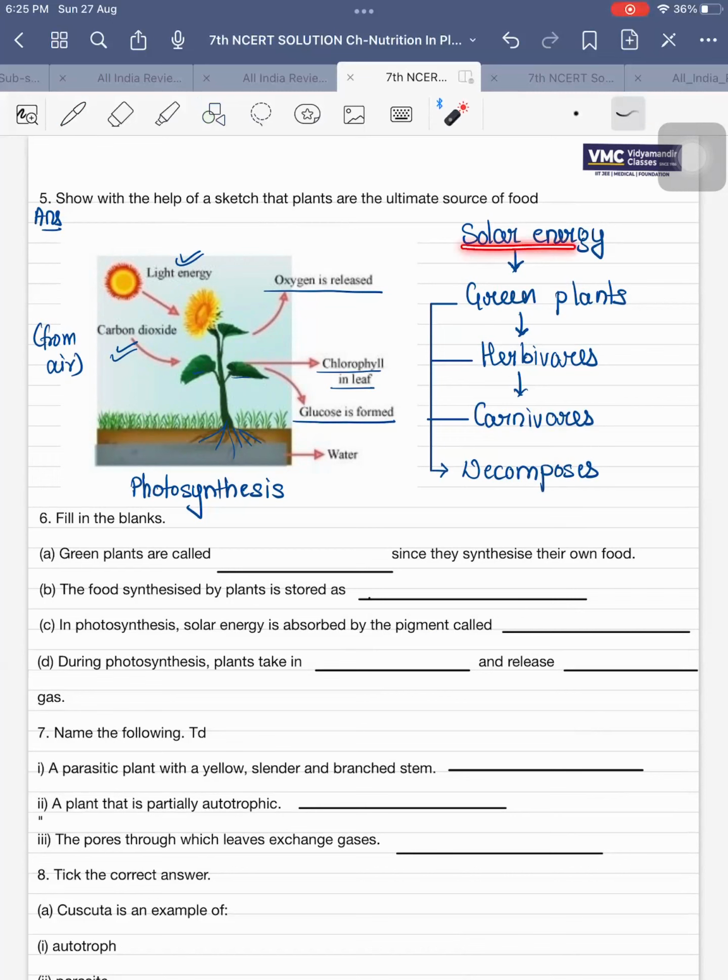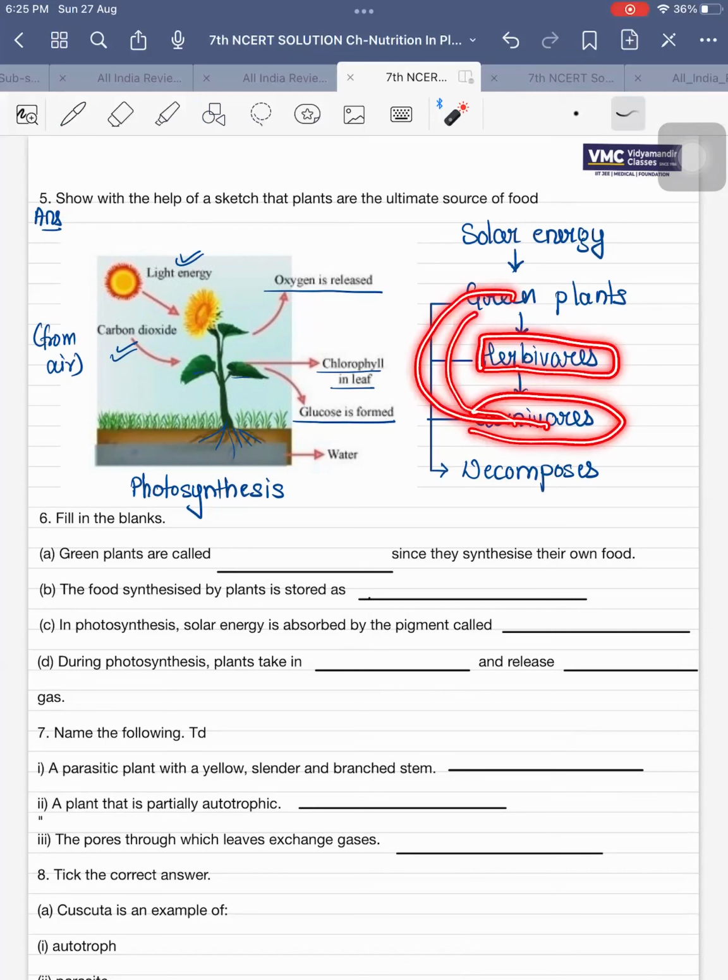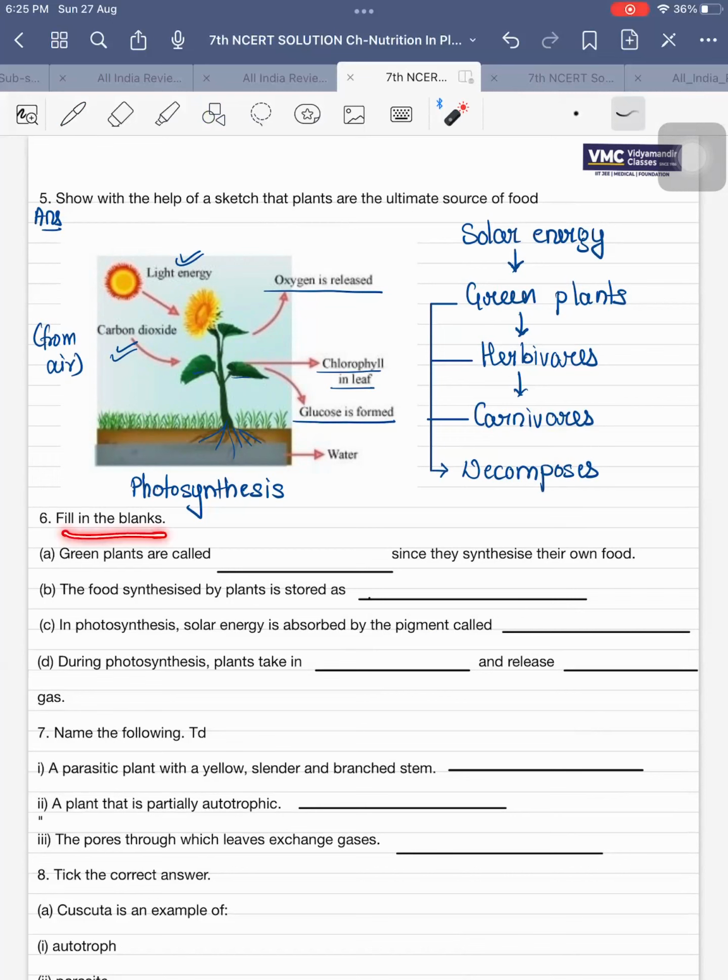So solar energy is taken by green plants. Green plants are eaten up by herbivores, herbivores by carnivores. So carnivores directly or indirectly depend on plants. And same for the decomposers. Now come to the next question, fill in the blanks.